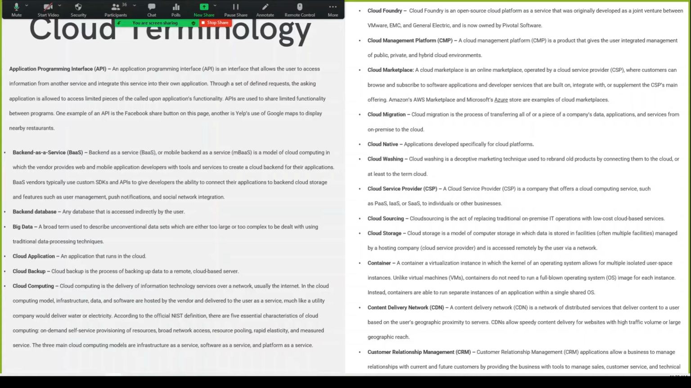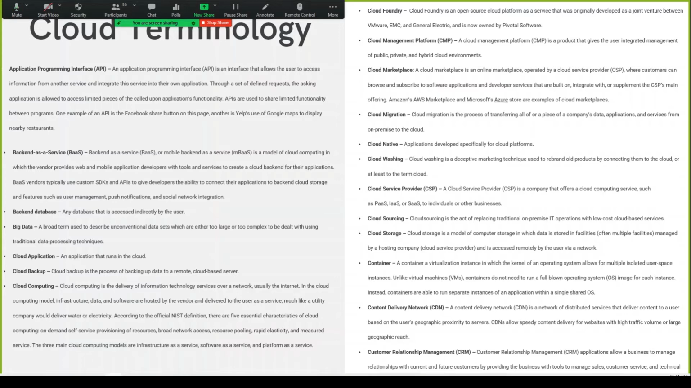Now, what is a cloud management platform? A cloud management platform is a product that gives the user integrated management of public, private, and hybrid cloud environments. What are these public, private, and hybrid cloud environments? We will talk about it, but so far what we discussed is the public cloud environment. So all the examples that we considered so far, other than Cloud Foundry, because it may have a private version as well, which means it is not accessible outside your organization. It is very limited, and you can consider this as on-prem. A Cloud Foundry setup can be very simple on your on-premise system.